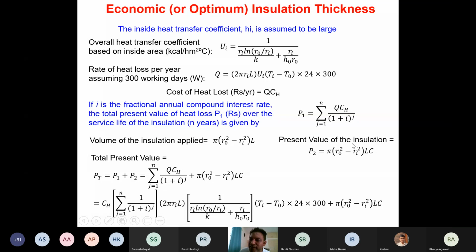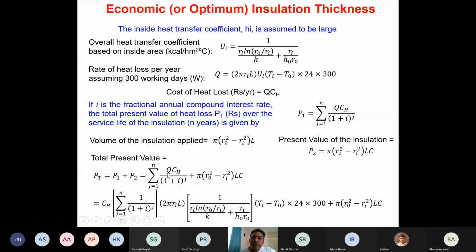So that is going to be the present value of the insulation. Now these two costs are added, that will give me the total present value. So PT is obtained as P1 plus P2. So this total becomes this.